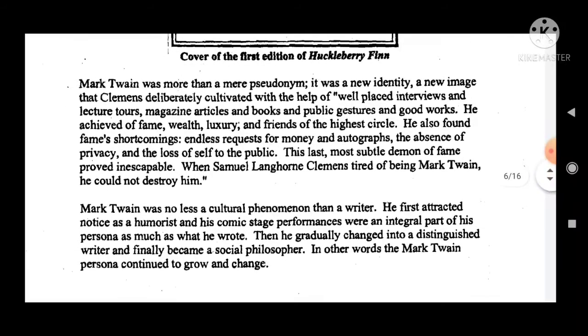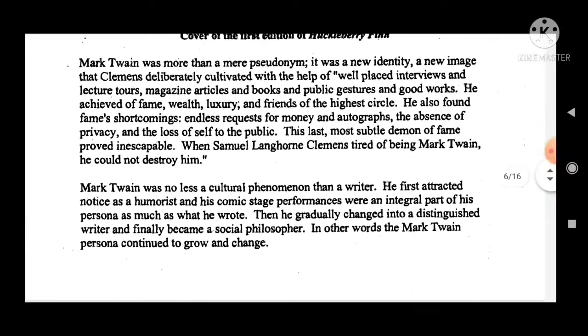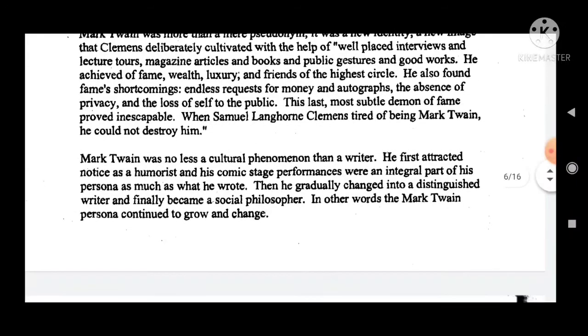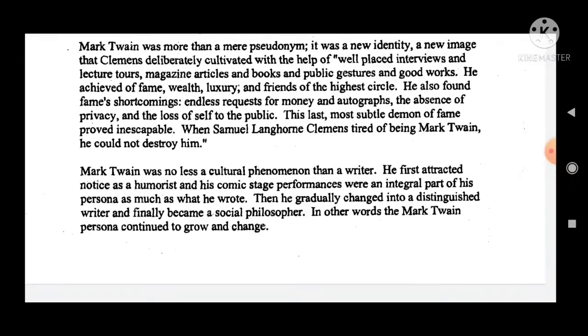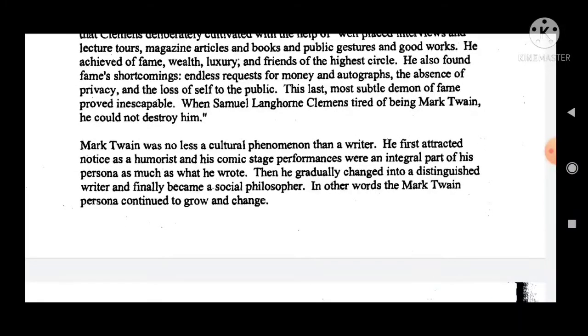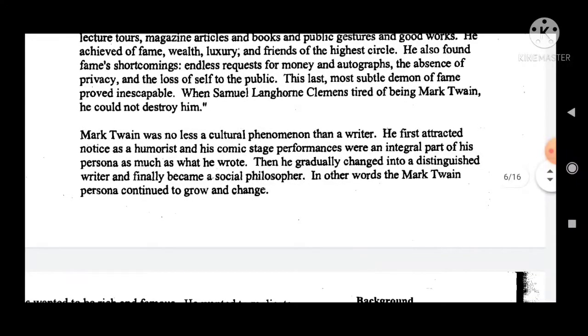Mark Twain was more than a mere pseudonym. It was a new identity, a new image that Clemens deliberately cultivated with the help of well-placed interviews and lecture tours, magazine articles and books, and public gestures and good works. He achieved fame, wealth, luxury, and friends of the highest circle. He also found fame's shortcomings: endless requests for money and autographs, the absence of privacy, and the loss of self to the public.